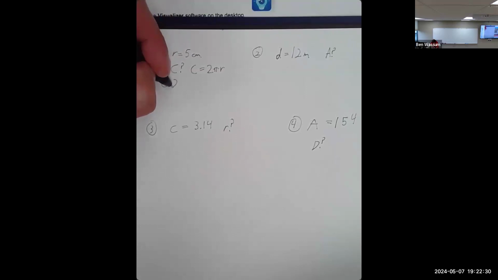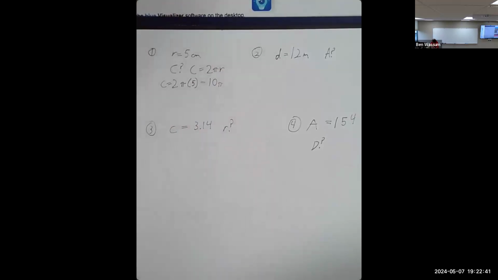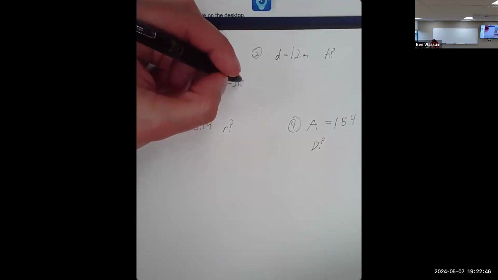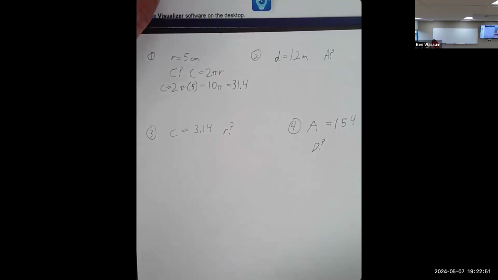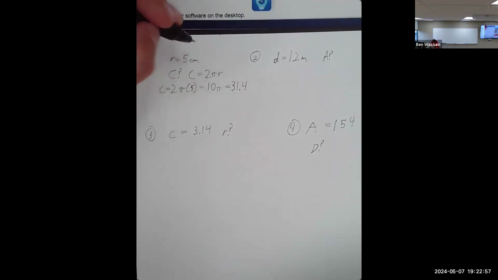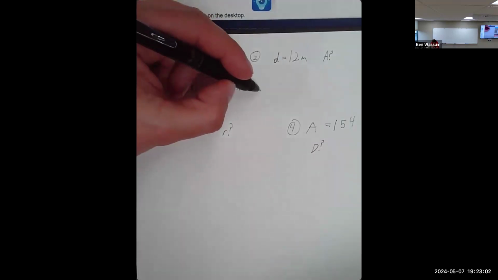C equals 2 pi times 5. The 2 and the 5 can multiply together, so we end up with 10 pi. We end up with 31.4. This is the moment I realized that this was actually one of the ones I used in one example. All right. Oh, whatever. And we always need units. This is circumference. We started with centimeters. We're ending with centimeters.